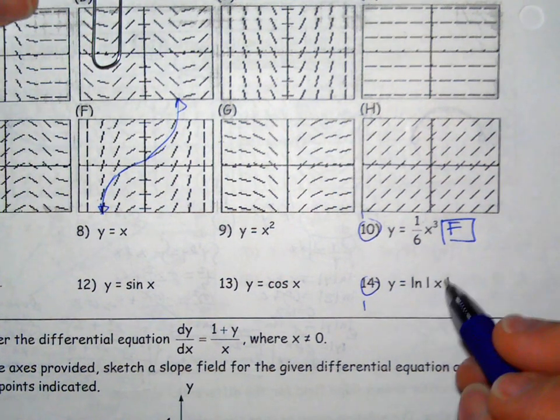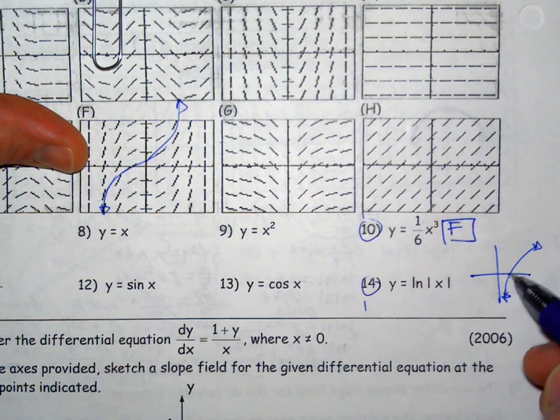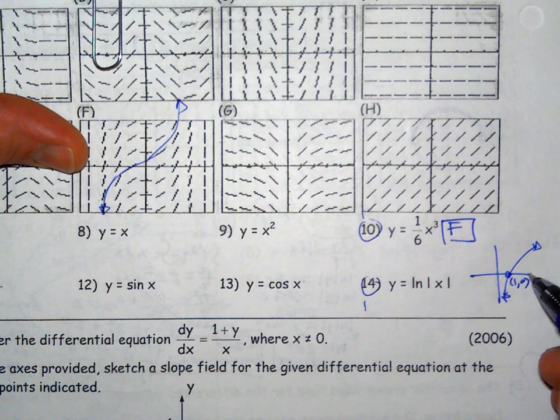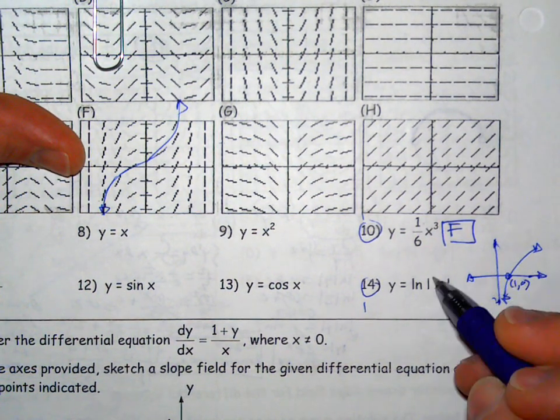Number 14, it's a natural log graph. Now, natural log graphs look like this. You guys should be quick with this. Natural log graph looks like that, right? But it has absolute values around the x on the inside. You guys remember what that does?